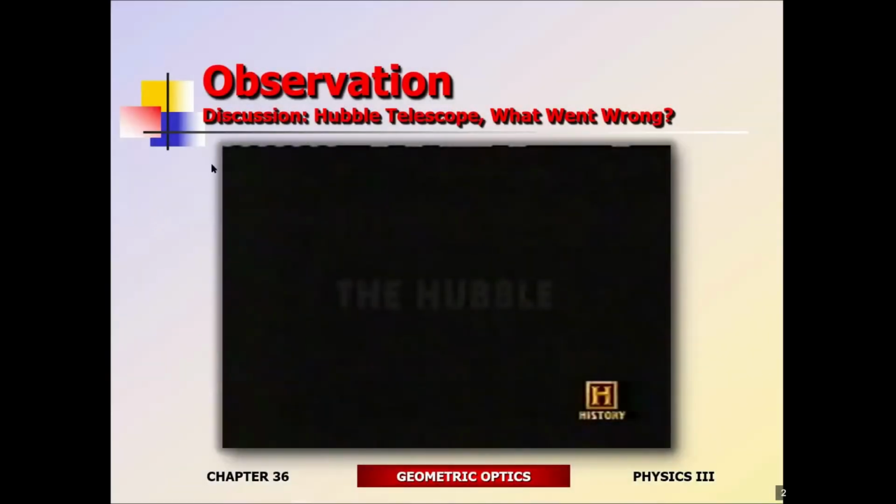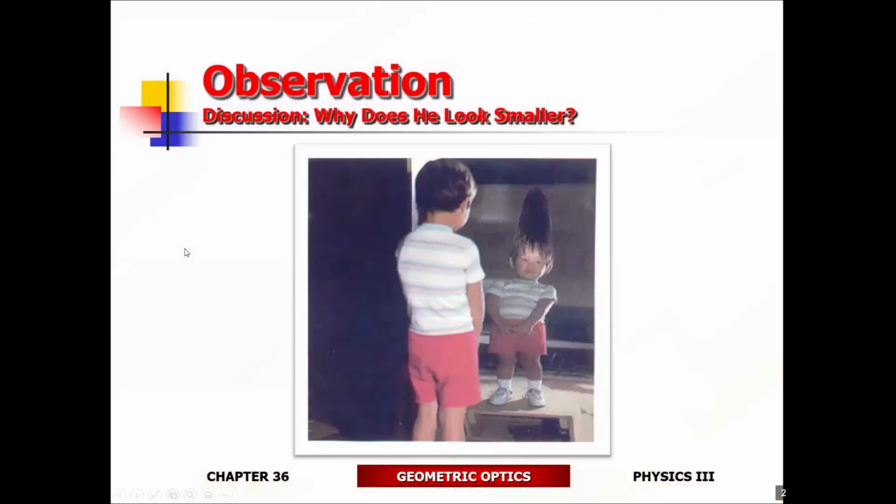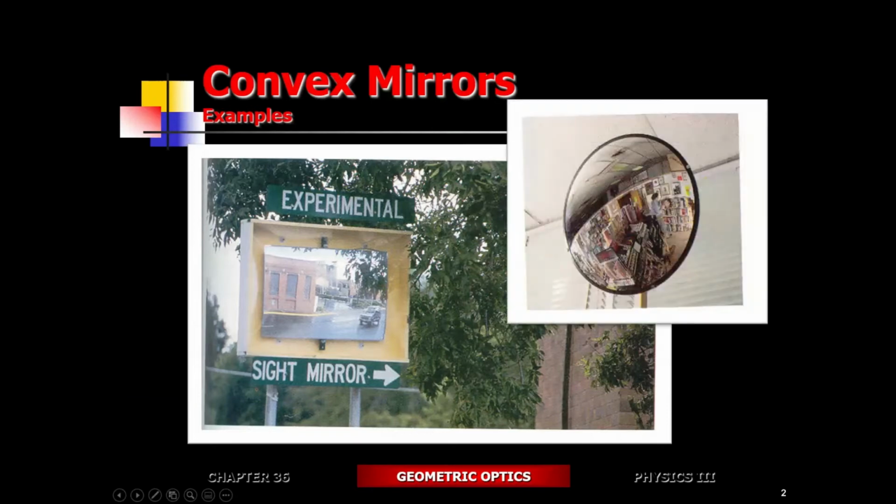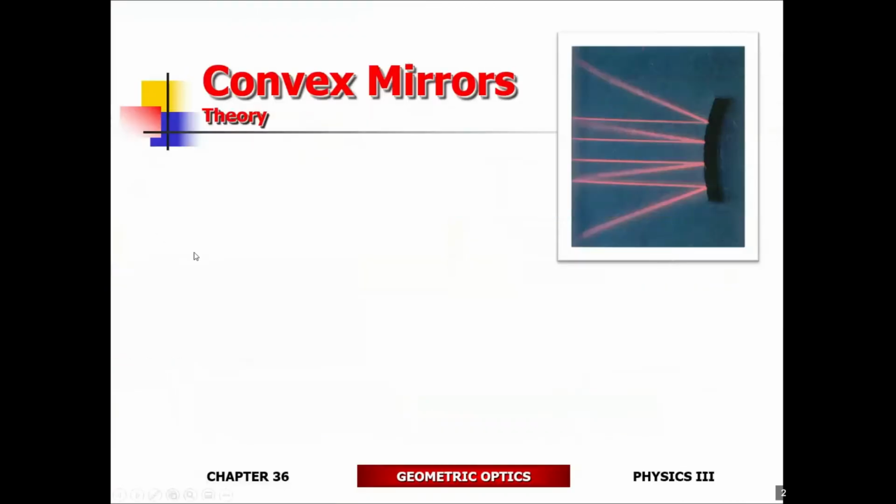So how did they fix the problem with the Hubble? That's something that we will get to investigate. So moving on. Why does it look small inside this mirror? What's happening with the mirror? Notice that the objects appear smaller than what they usually are in these mirrors. So the question is why? Why do they look smaller?